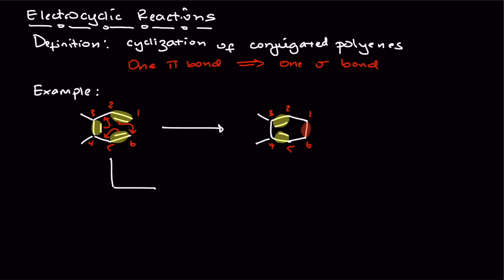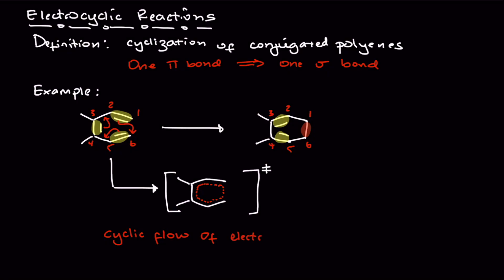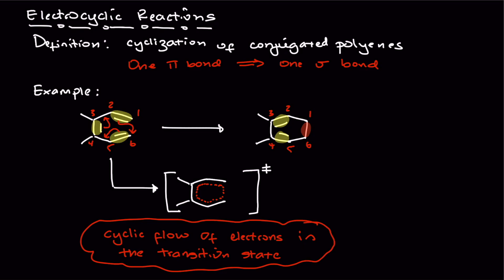When we're thinking about the transition state for this particular reaction, you can imagine a cyclic flow of electron density where now essentially you could draw out dotted lines that connect every single carbons 1, 2, 3, 4, 5, and 6 in a cycle. And this is, as we know, representative transition state structure for all pericyclic reactions. You should expect that a flow of electrons should be occurring between them.